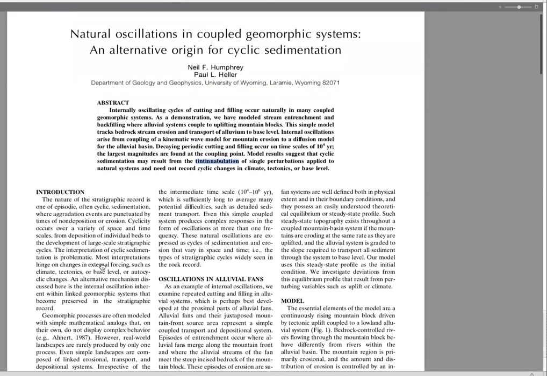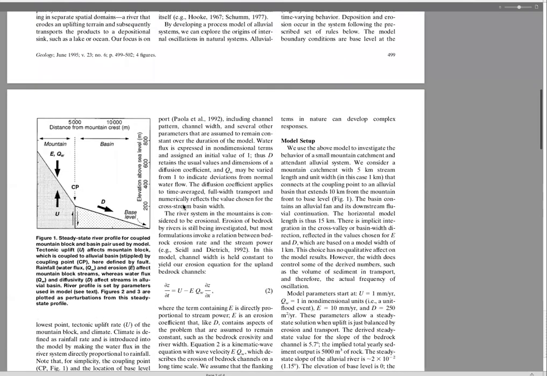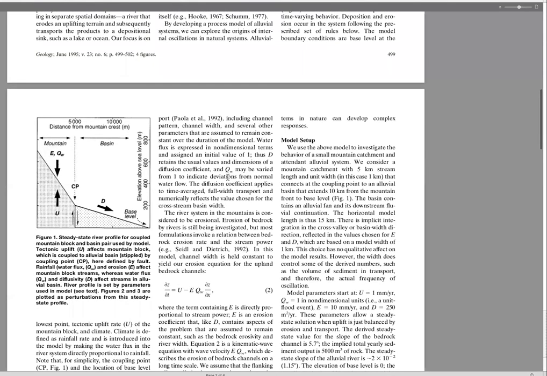But they add a model. It's just a numerical model: Q1, slope, uplift. dz over dt equals U minus erosion. You have a mountain, and there is a non-understandable diagram here, however. What they show is that by coupling this constant, they end up with natural oscillations. And they call that tintinabulations.